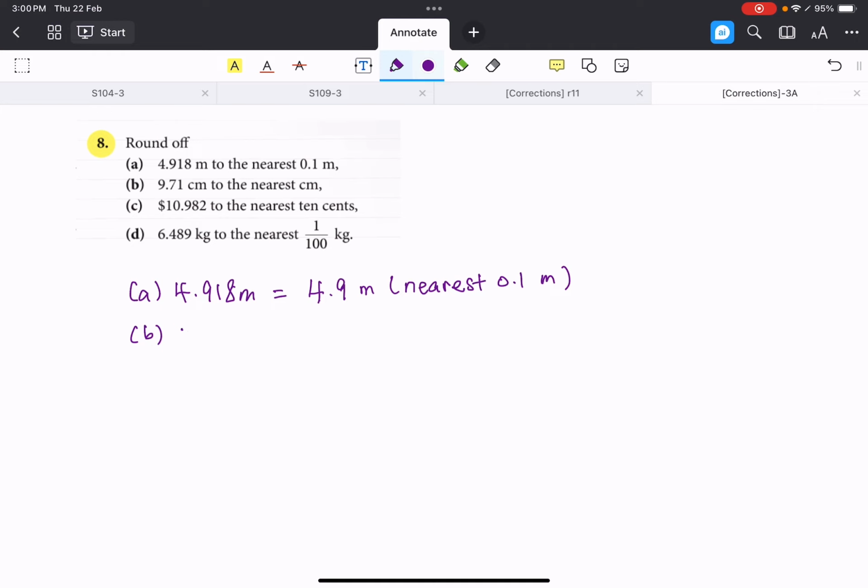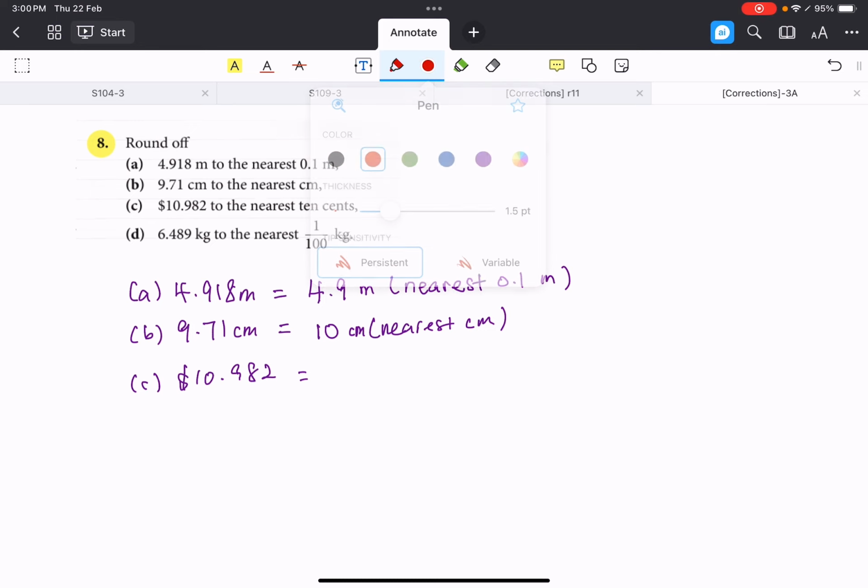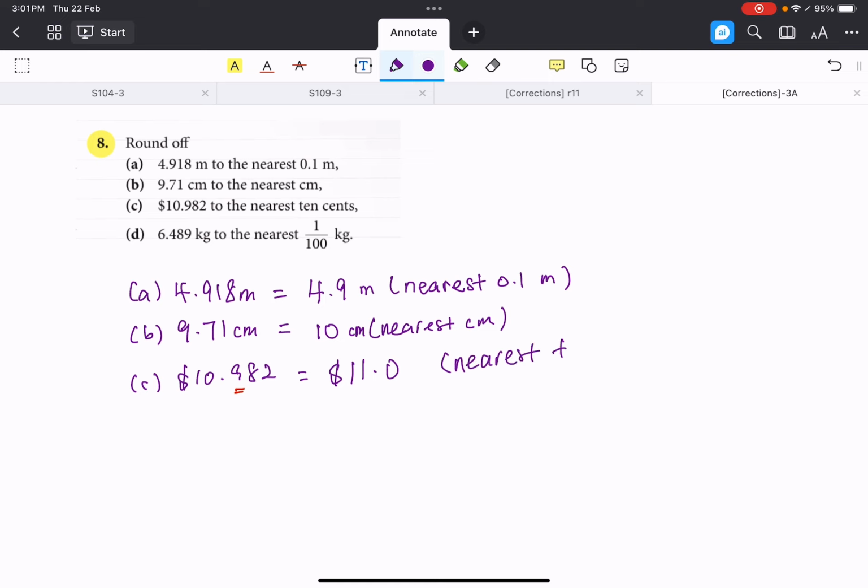For part B, we have 9.71 centimeters to the nearest centimeter, that will be 10. So the unit is cm, nearest cm. Part C, we have $10.982. Now, they want it to the nearest 10 cents. The nearest 10 cents is over here. This is the 10 cents, so that's where we want to round off to. In this case, of course, the 9 gets rounded up. So it becomes 11.0. This one is the nearest 10 cents.